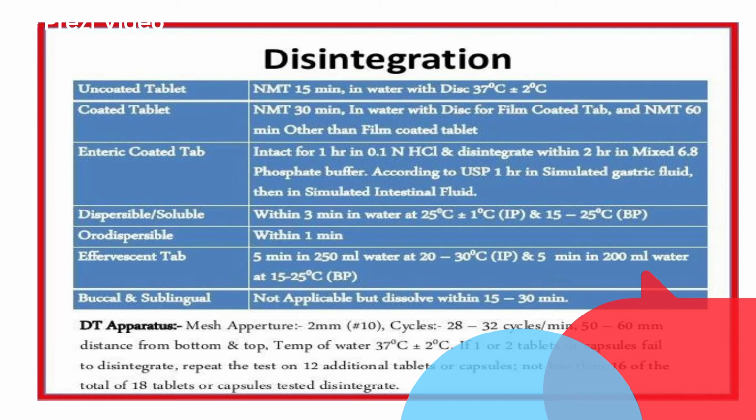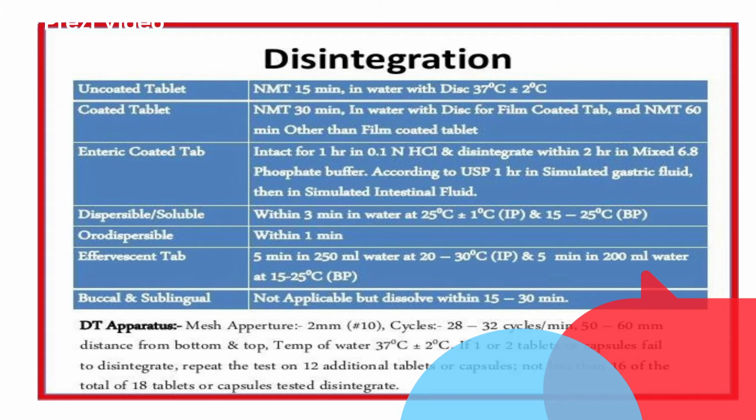For enteric coated tablets, it should remain intact for 1 hour in 0.1 normal hydrochloric acid, that is simulated gastric fluid, and disintegrate within 2 hours in the mixed intestinal fluid. So you can see the criteria. For dispersible tablets, it is within 3 minutes at 25 degrees Celsius. For orodispersible tablets, they should be able to disintegrate within 1 minute.